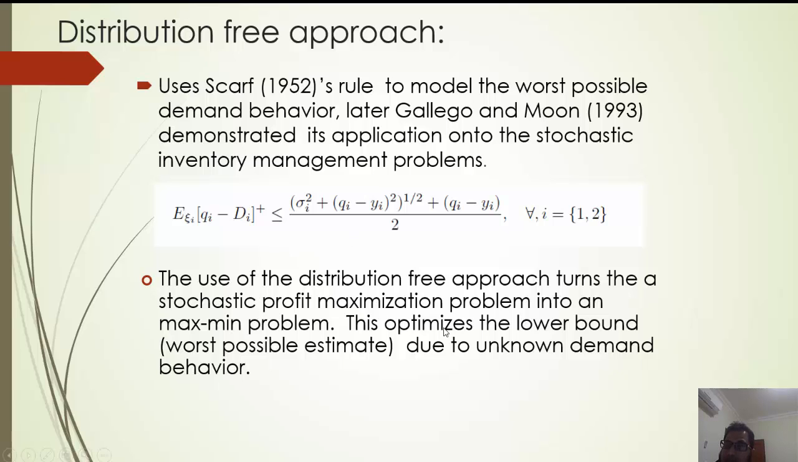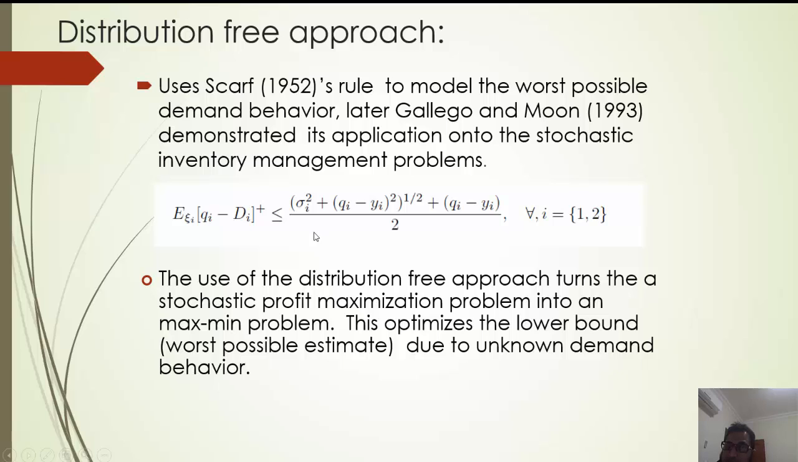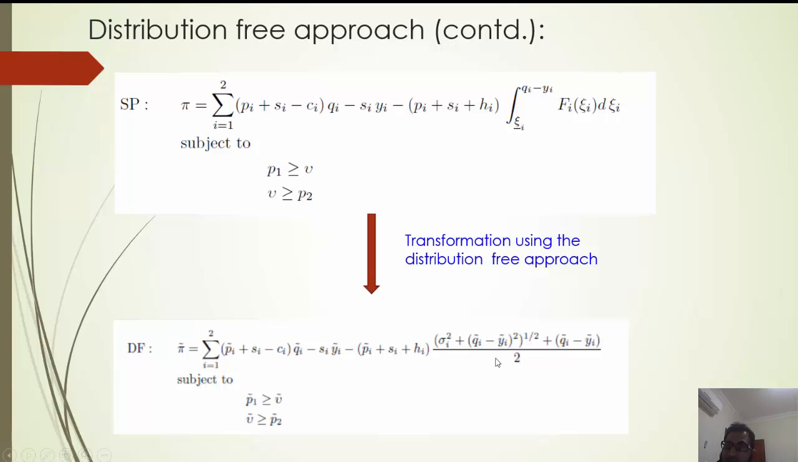So use of this approach basically transforms the problem, and this is how we transform the problem. So this is the stochastic problem, and basically it builds a lower bound on the problem, where this particular parameter, which has been noticed in here, is transformed into a lower bound. So this is a lower bound. You can see the delta, meaning that it's a lower bound on the problem.